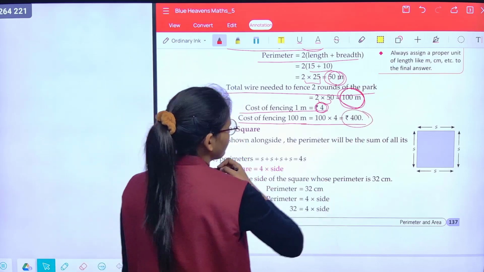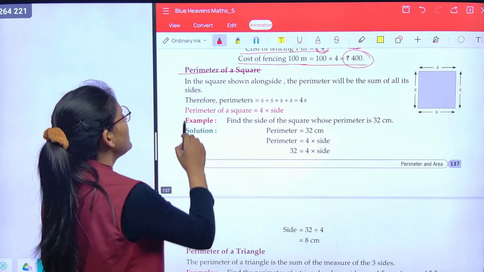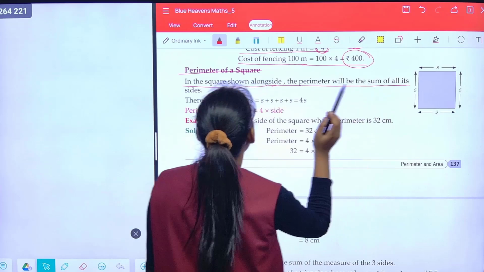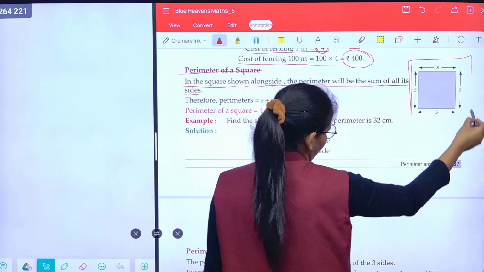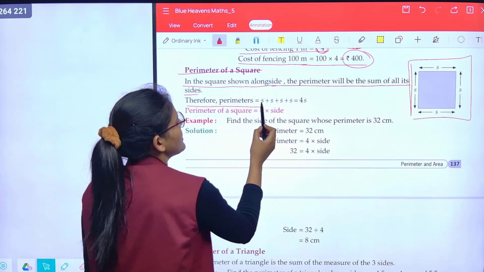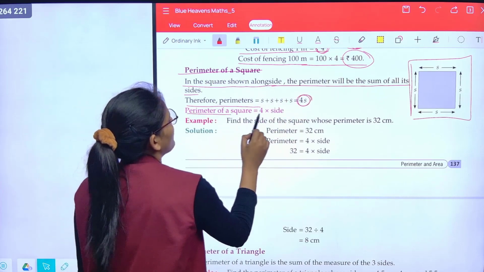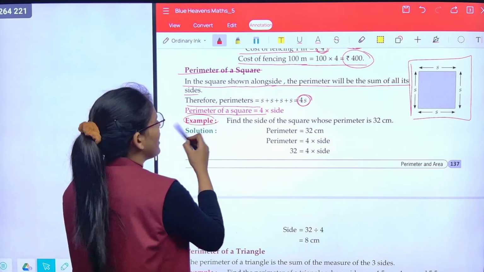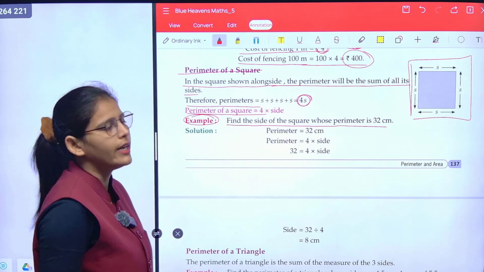ओके, नाउ पैरामीटर ऑफ अ स्क्वायर. ठीक क्लास, in the square shown alongside the parameter will be the sum of all its sides. Therefore, parameter is s plus s plus s plus s, which is equal to 4 times s. Parameter of a square is equal to 4 into side. Example, find the side of the square whose parameter is 32 centimeter.